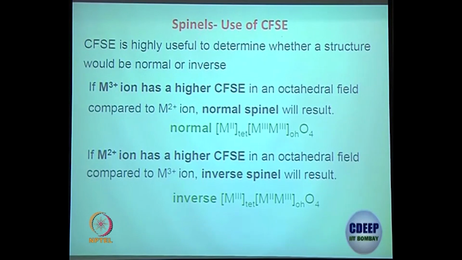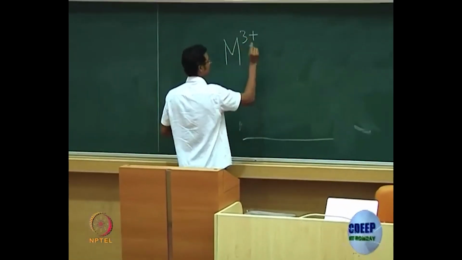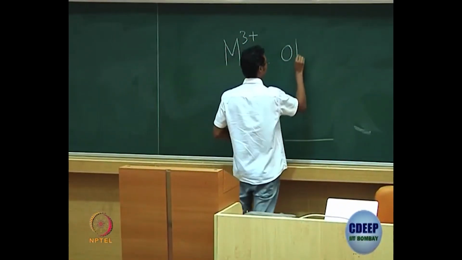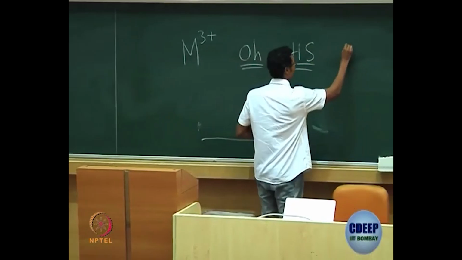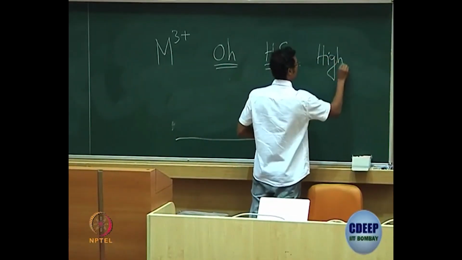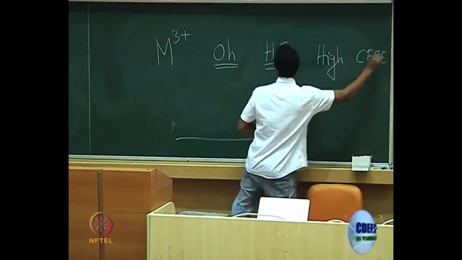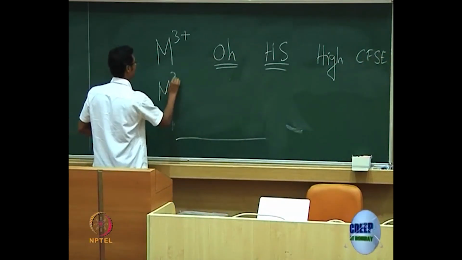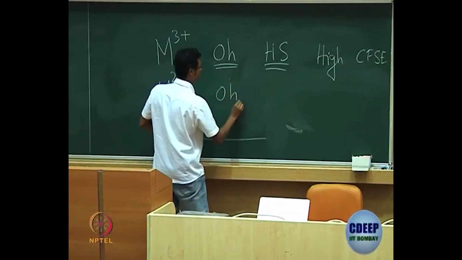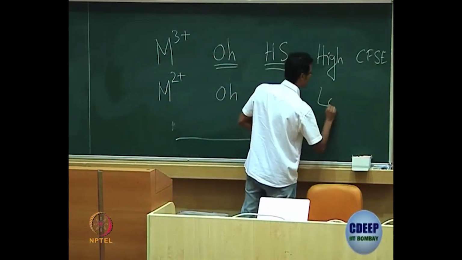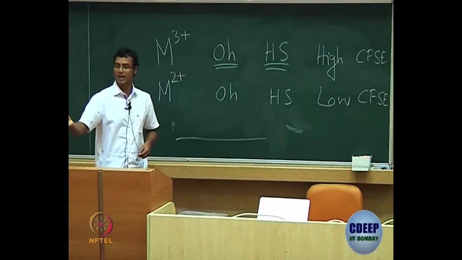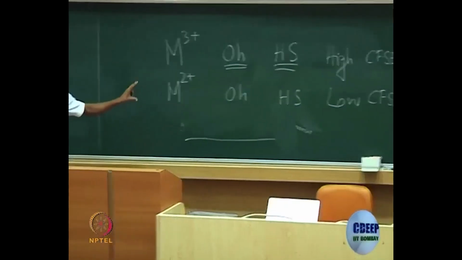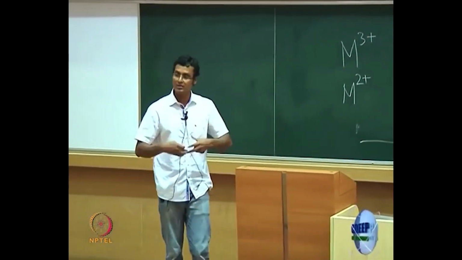So the expectation is M3 plus in octahedral, usually high spin, should have high CFSE. Of course, the opposite is true: M2 plus octahedral high spin should have low CFSE. CFSE calculation we have learned how to do. If this is the case, normal. Opposite, inverse.